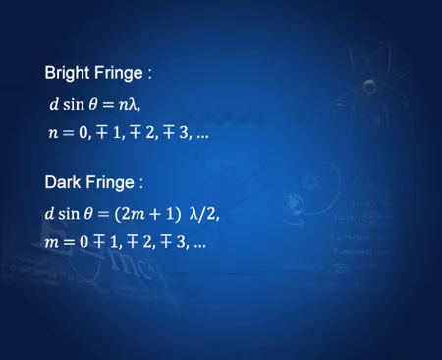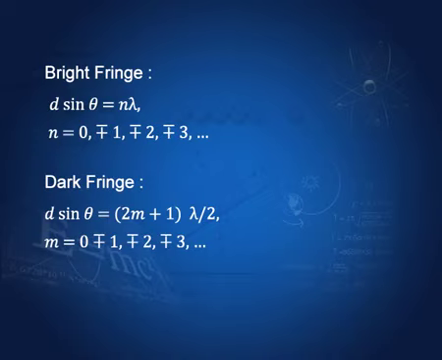So, when d sin theta is equal to n lambda, the two waves are in phase, and therefore, we get bright fringe. And when the phase difference is pi, that is, they are in the opposite phase, one is going like this, the other goes like this, then there is destructive interference and we have dark fringe.